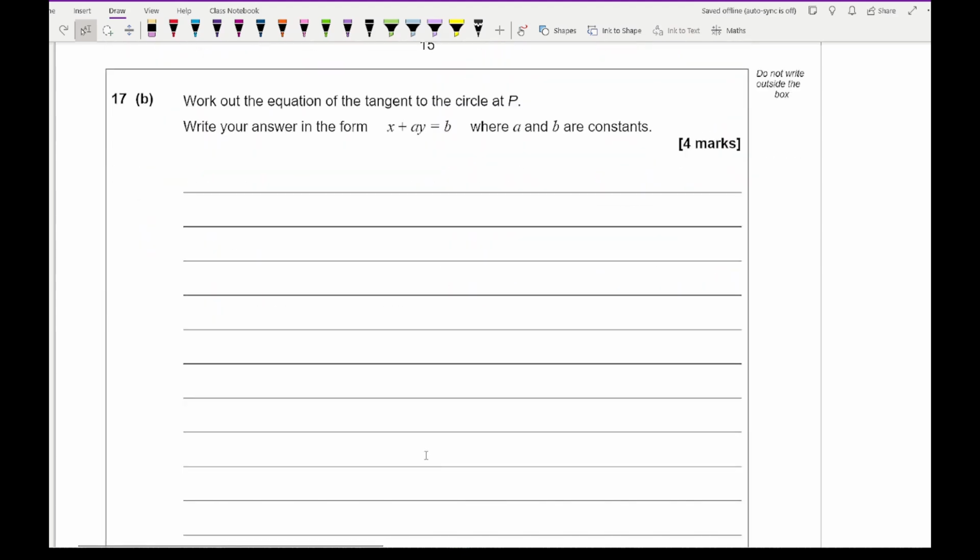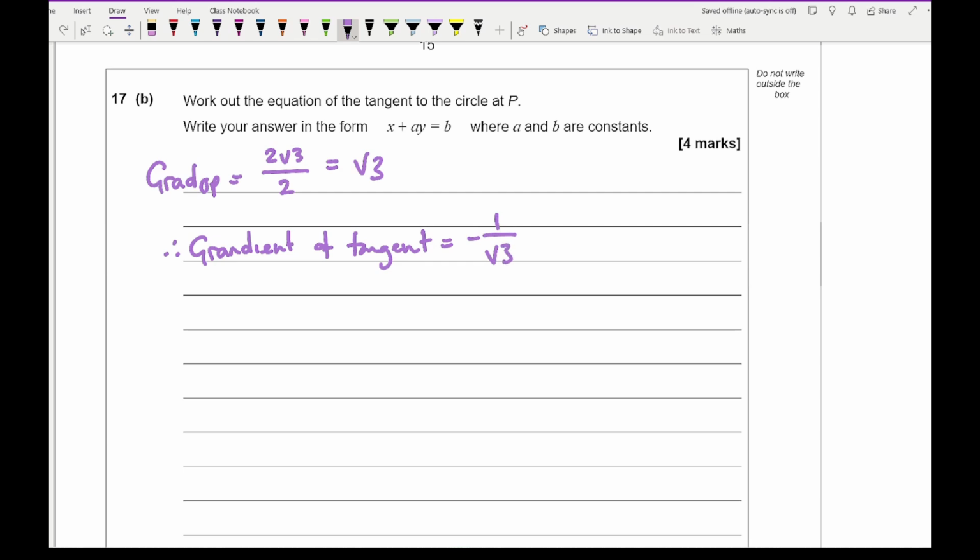Moving on to 17b, it says work out the equation of the tangent to the circle at P. Write your answer in the form x plus ay equals b, where a and b are constants. So the first thing we need to do is work out the gradient of OP, which is the distance up divided by distance across, so that's going to be 2 root 3 over 2, which leaves me with a gradient value of root 3. So therefore the gradient of the tangent is going to be the negative reciprocal, minus 1 over root 3.